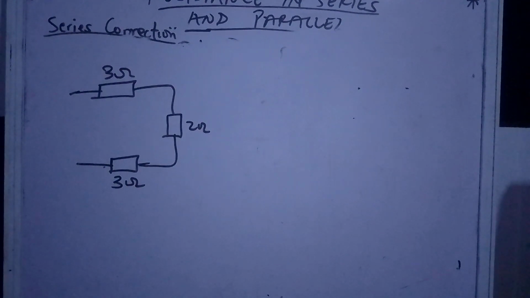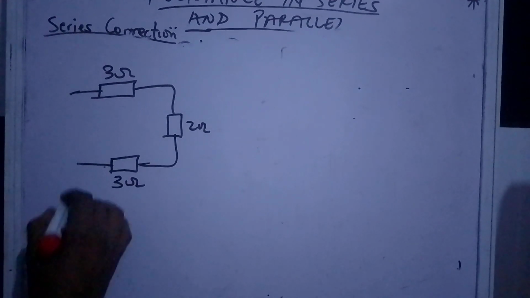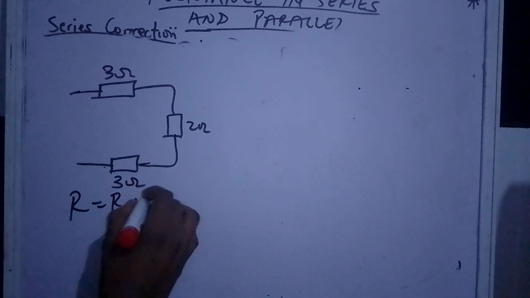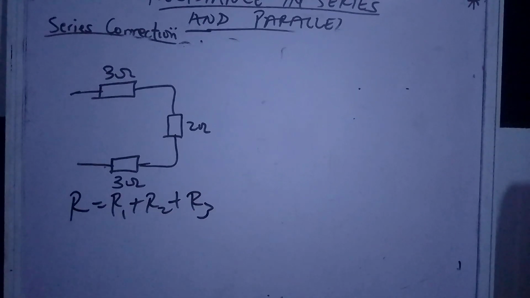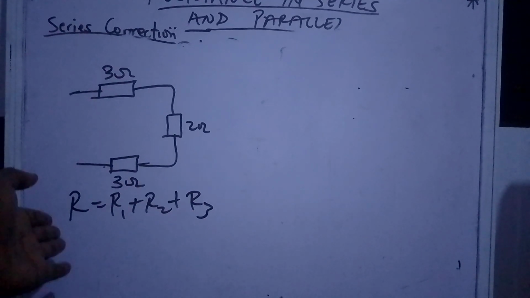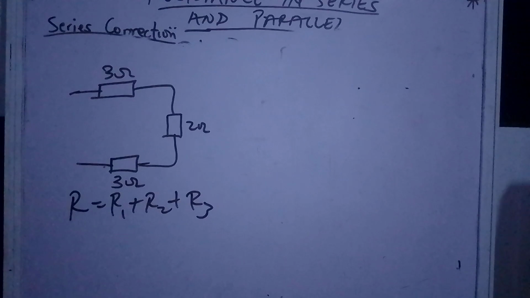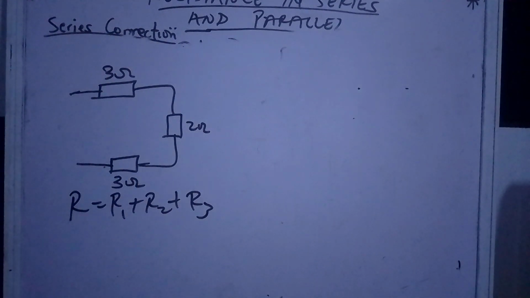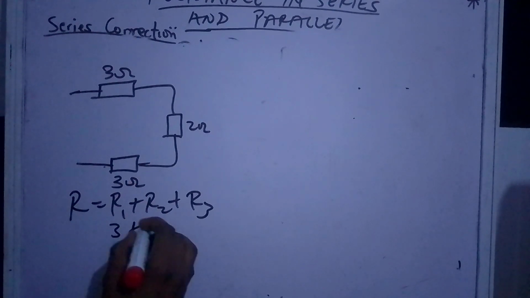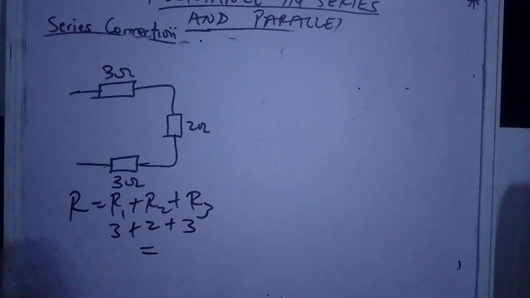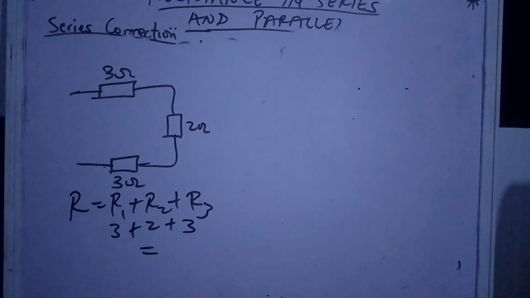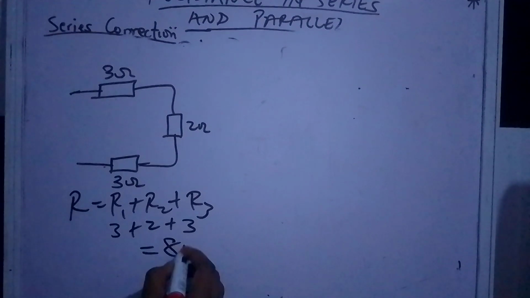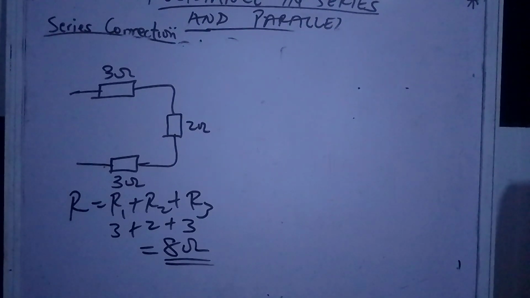So for series connection, what formula do we use? Let's recall that R equals R1 plus R2 plus R3. If this one is R1, this one is R2 and this one is R3, then our total R is going to be 3 plus 2 plus 3. And what's 3 plus 2 plus 3? That's going to be 8 ohms. So the equivalent resistance in this circuit is 8 ohms.